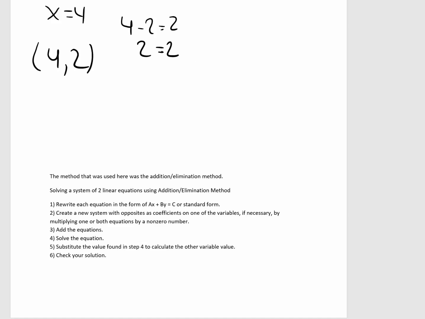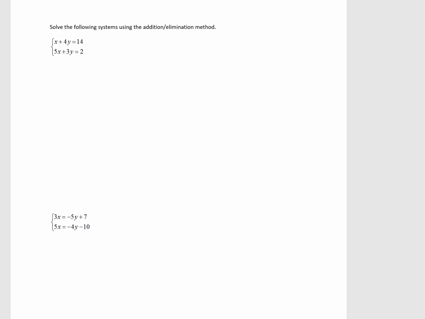To solve a system of linear equations using the addition or elimination method, we want to rewrite each equation in the form of ax plus by is equal to c, which is standard form. Create a new system with opposites as coefficients on one of the variables, if necessary, by multiplying one or both equations by a non-zero number. Add the equations, solve the equation, substitute the value found to calculate the other variable value, and then check your solution. So let's solve the following systems using the addition or elimination method.